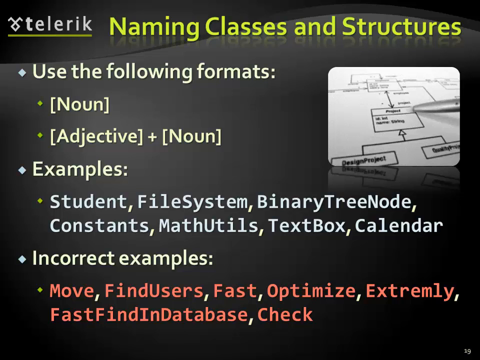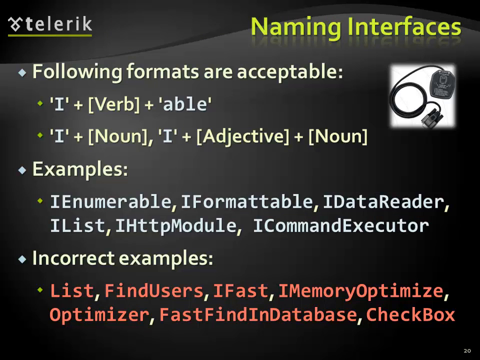So that gave us a few good examples of how to name classes and structures and how not to name. Naming interfaces is a bit specific because we always have to start with I, and that actually in the interface notation represents a prefix for interface. So this is an example of using a prefix. Then normally an interface name could contain a verb and a suffix able, or it could be I plus noun or I plus adjective plus noun.